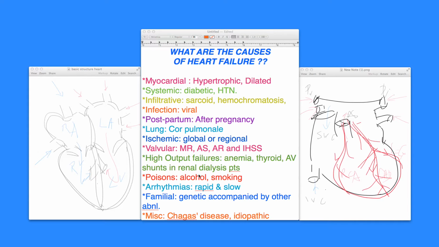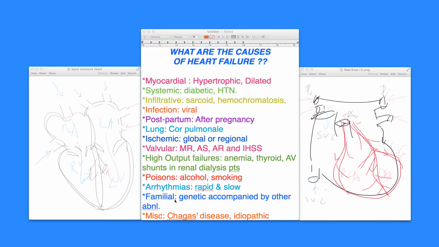Poisons, alcohol and smoking. Remember, these are obviously modifiable. If somebody quits alcohol and quits smoking, the chances are the heart will return back to normal. But otherwise, the heart eventually only gets weaker and weaker, and there will be a point of no reversal, and as a result, it's permanently damaged. So poisons, definitely alcohol and smoking, are causes of heart failure.